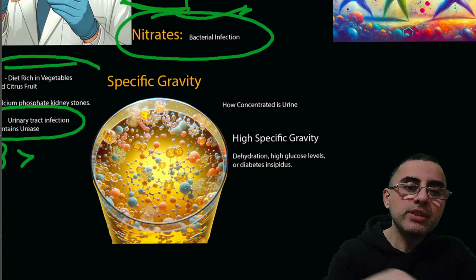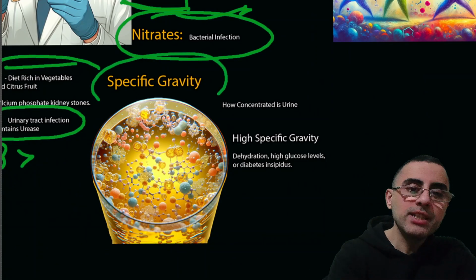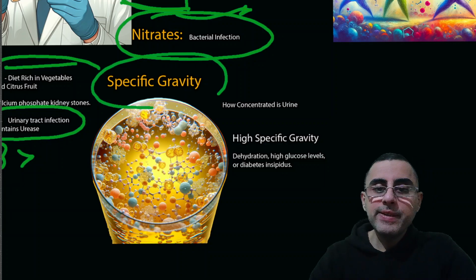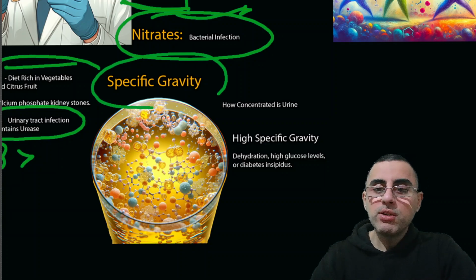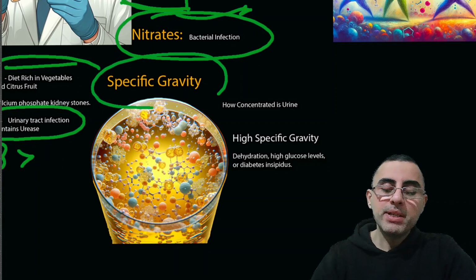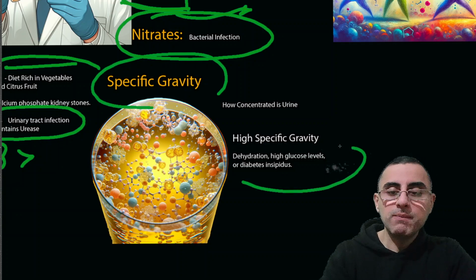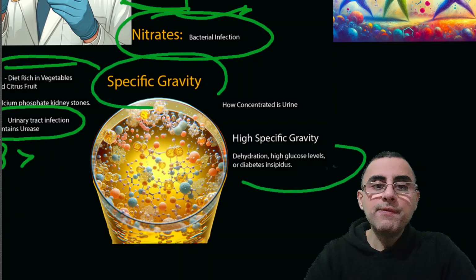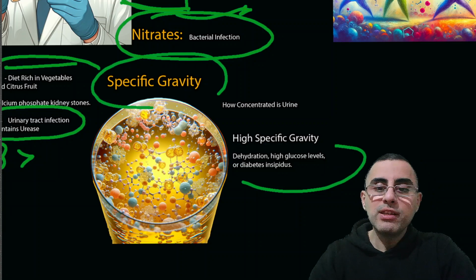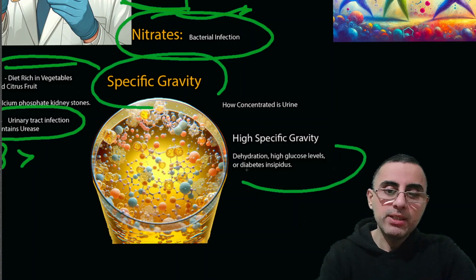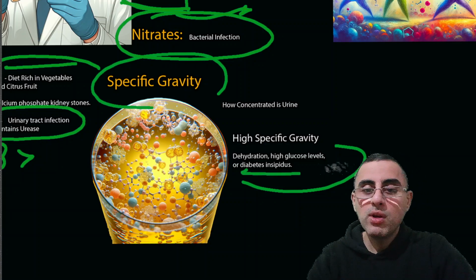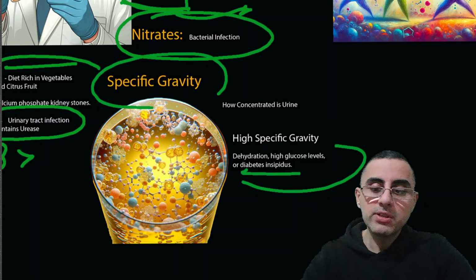And specific gravity means how concentrated the urine is. If urine is very concentrated, it can be because of dehydration, because of high glucose level, because of diabetes. If concentration is low, it can be because of intake of lots of water, or sometimes even diabetes insipidus, if a person drinks lots of water, as in this case.